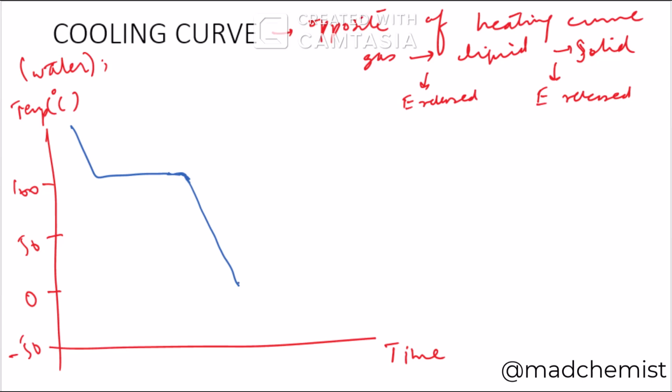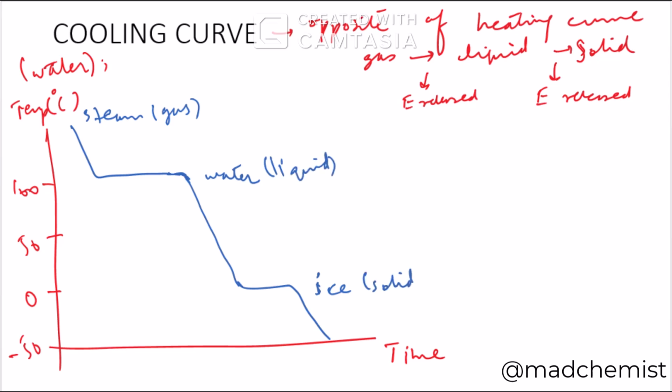It again starts converting into another state. Hence, at 0 Celsius, it starts freezing. And after some time, it completely converts into solid state. So the graph is in this form. Here, the water is present in the form of steam. Here, the water is present in the form of water. And here, the water is present in the form of ice. This is the gaseous form. This is the liquid form. And this is the solid form.